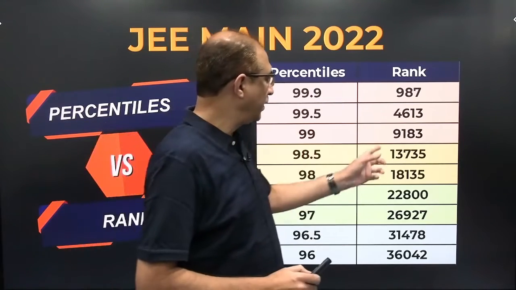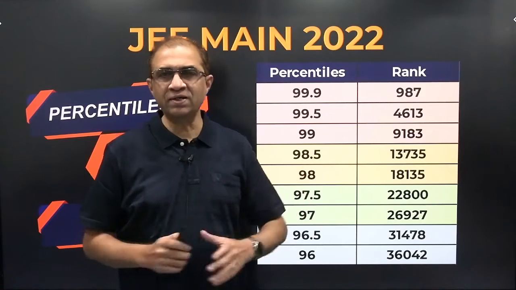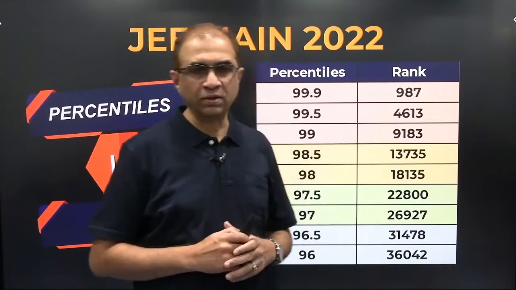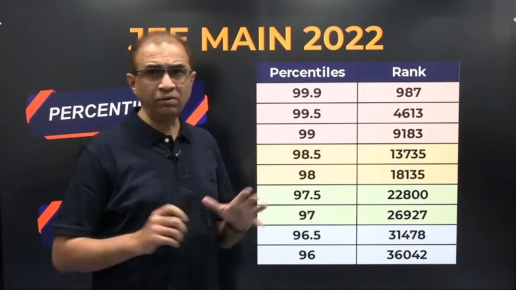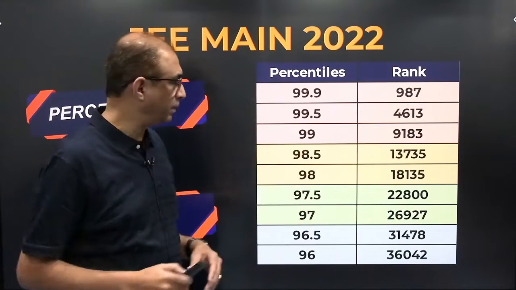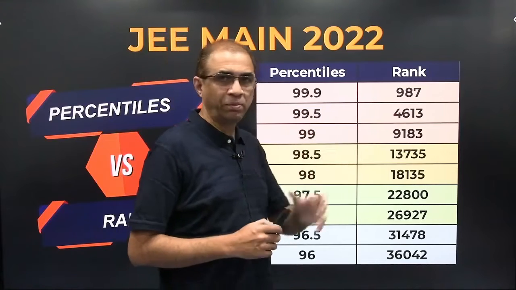99, finally. 99.0000 if you take, it will be around 9,183. You will still get a decent branch in a decent NIT. No issue with that. Will you get IIIT Bangalore? No, not possible. 99.5 possible.